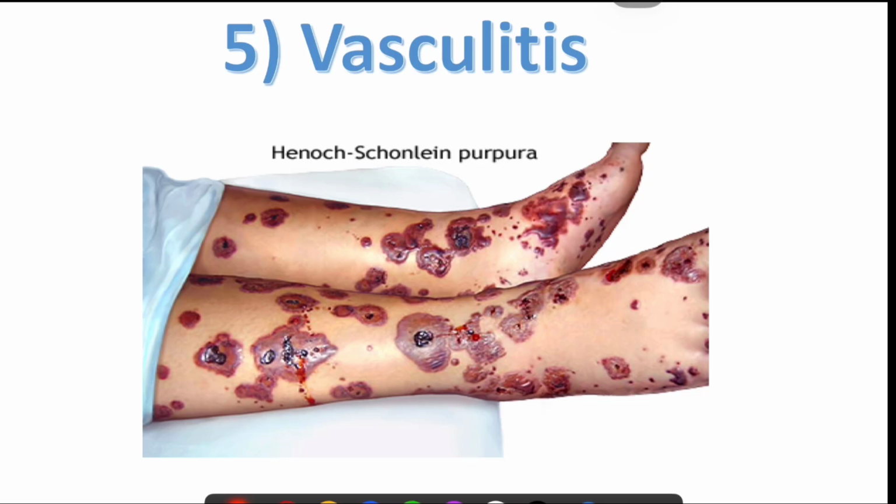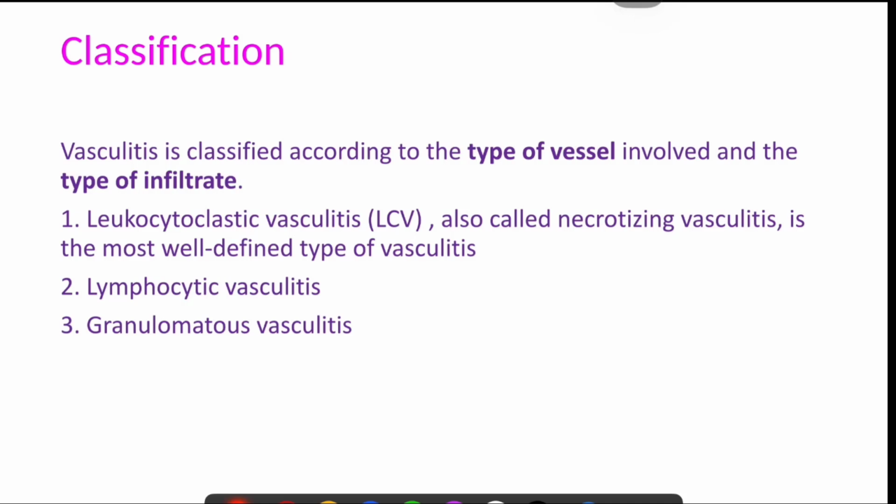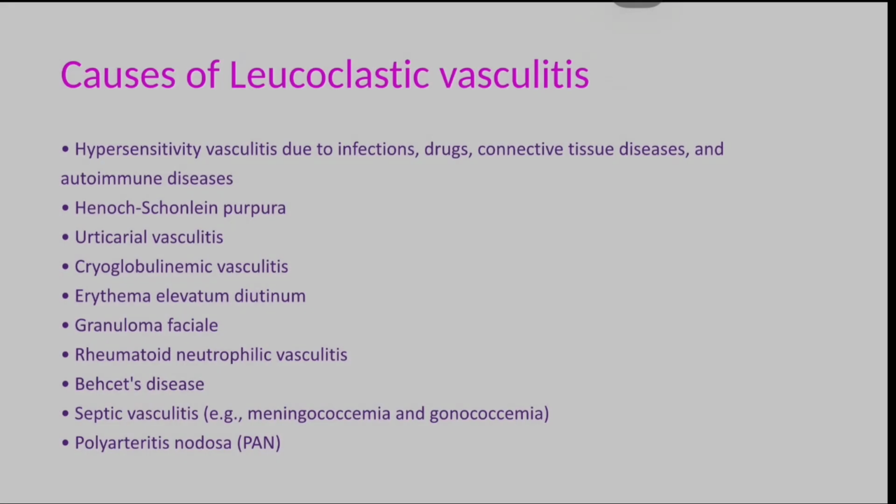Now, fifth is vasculitis. Here you can identify Henoch-Schonlein purpura, where multiple lesions are present due to vasculitis. Now, what is the classification? According to the type of vessel involved as well as the type of infiltrate. Leukocytoclastic vasculitis, LCV, also called necrotizing vasculitis, is the most well-defined type of vasculitis. Second is lymphocytic vasculitis, and third is granulomatous vasculitis.